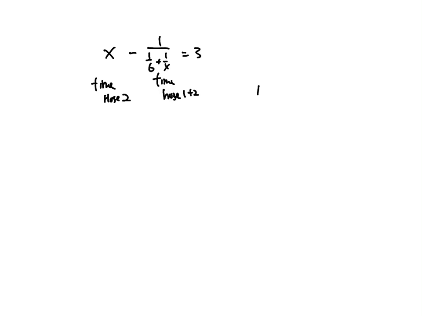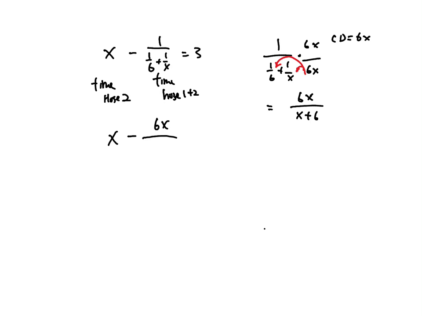Okay. Now we're going to have to clean this up a little bit because having a fraction inside a fraction is kind of messy. So a little bit of side work. The common denominator is 6x, so I'm going to multiply by 6x on top and bottom. Again, you can multiply by 1, right? In this case, my 1 is 6x over 6x. So I get 6x over, now if you distribute, you get x plus 6. So this is x minus 6x over x plus 6 equals 3.